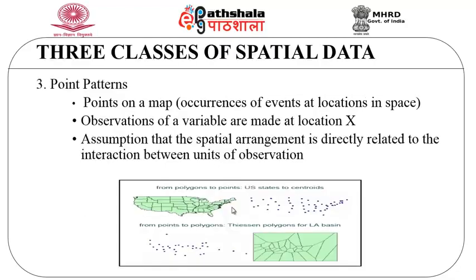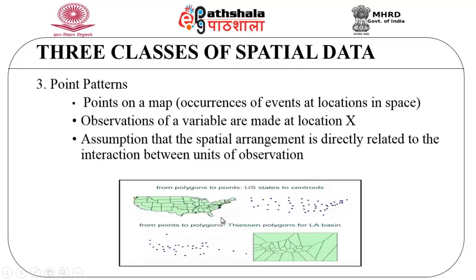The other class of spatial data is a point pattern, which is a set of points on a map which represents occurrence of events at locations in space. The observation of the variable is made at a particular location x. The assumption is that the spatial arrangement is directly related to the interaction between the units of observation.